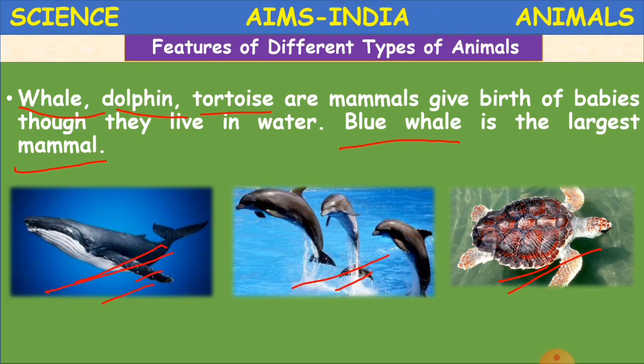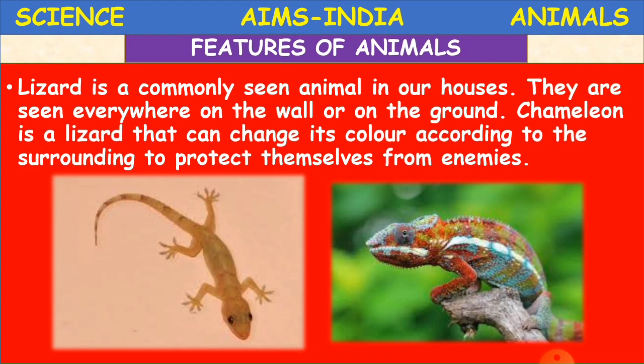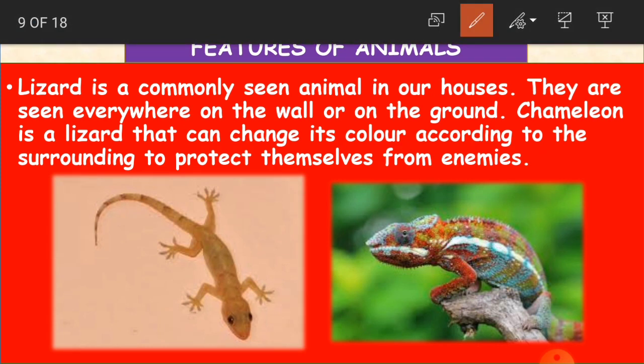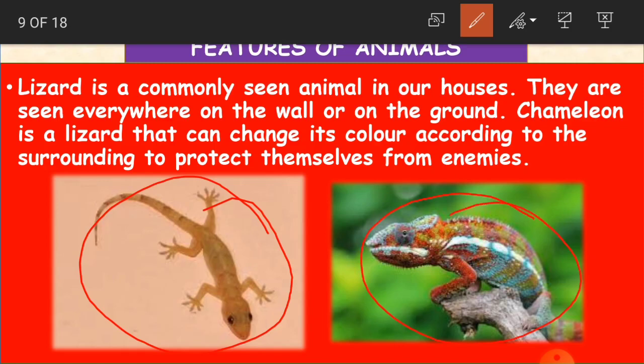Clear children? Okay, now we'll see the other type of animal, like lizard. Lizard is a commonly seen animal in our houses. They are seen everywhere on the wall or on the ground. Yes, is it true children? So very frequently we see lizards on the walls of our houses, and sometimes even on the ground also. Okay, this animal, this is lizard. And chameleon is a lizard that can change its color according to the surroundings to protect itself from enemies.